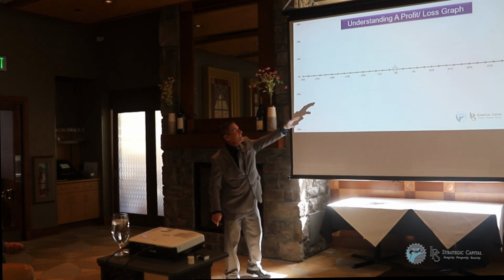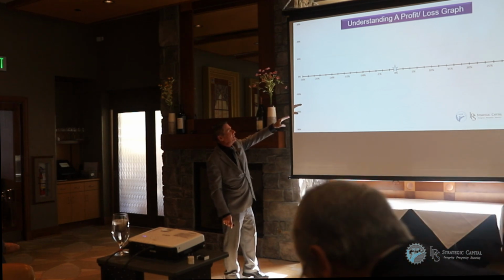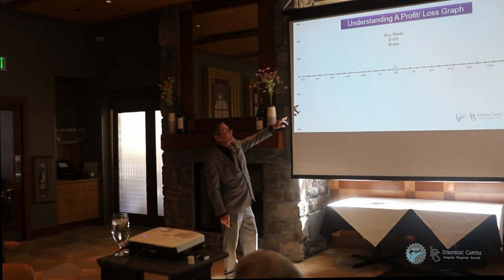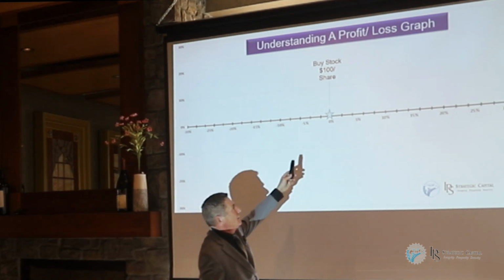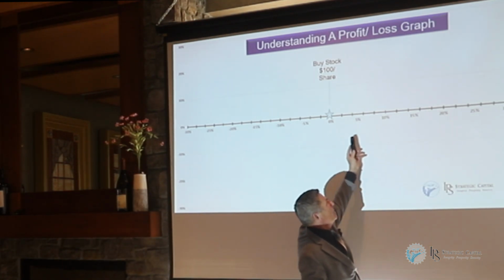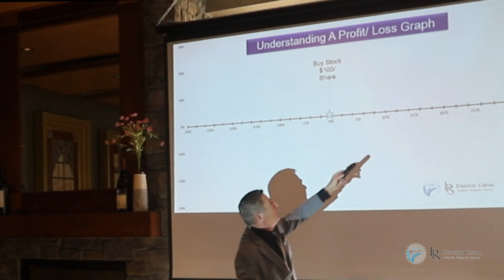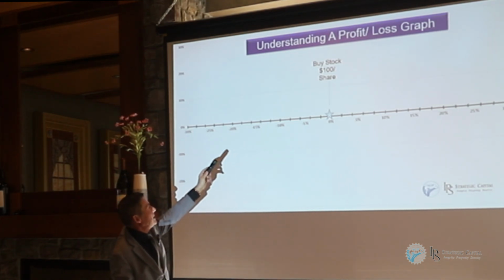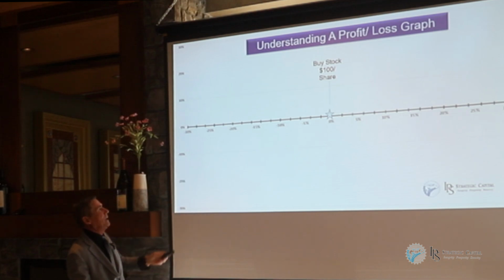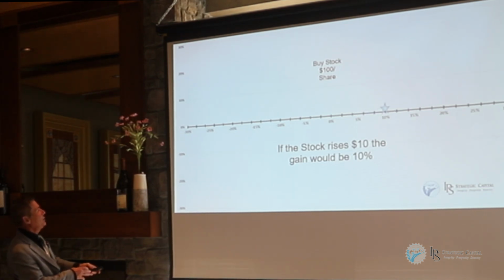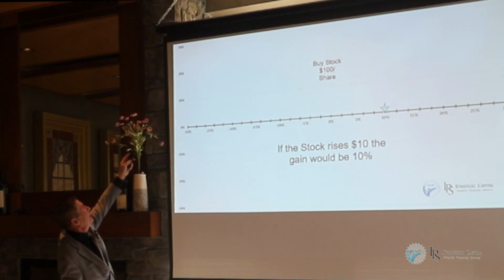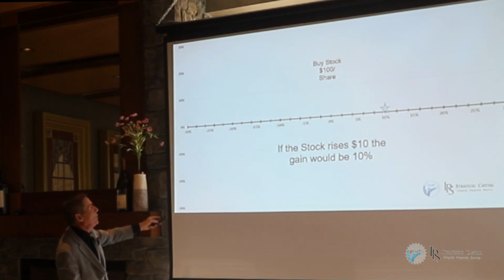I want everybody to look at this line. All this line tells us is, if I bought a $100 stock and the stock went up, this line represents the market, the stock going up 5%, 10%, 15%, and down negative 20, 25, 30. So if the stock rises by $10, I would be up 10%, and that's what this shows over here. Plus 10, plus 20, negative 10, negative 20, negative 30.